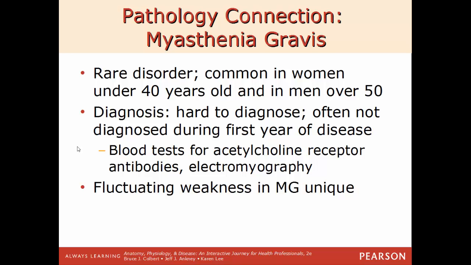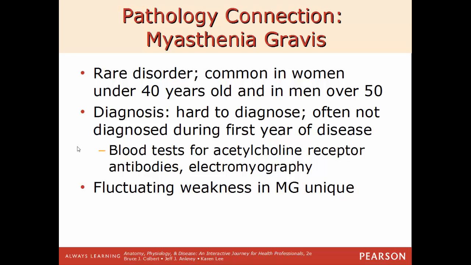Difficult to diagnose this type of condition because it is rare. And what usually happens is people will have the condition for over a year before it is diagnosed. And a good way to check for this condition is to run blood tests for acetylcholine receptor antibodies, because that means your immune system is attacking the acetylcholine receptors. So that's really the best way to check for this condition.